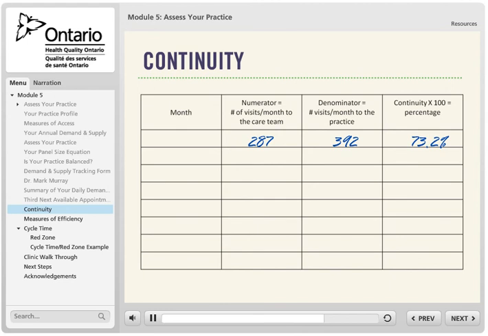If your practice does not have multiple providers, we suggest you calculate the measure to establish your baseline and recheck your data every few months. Keep track of your continuity measure on page 2 of the practice profile form in the practice assessment tool. Let's finish our practice assessment by looking at measures of efficiency next.